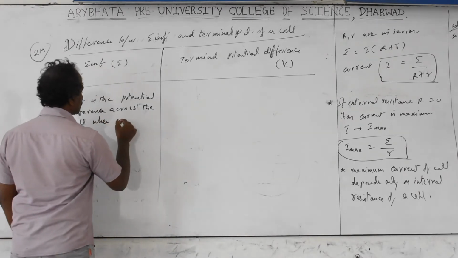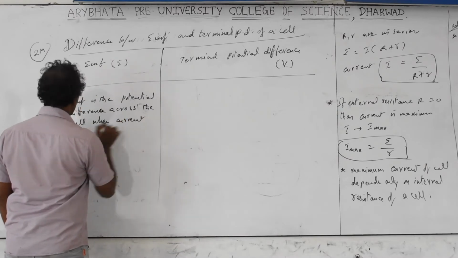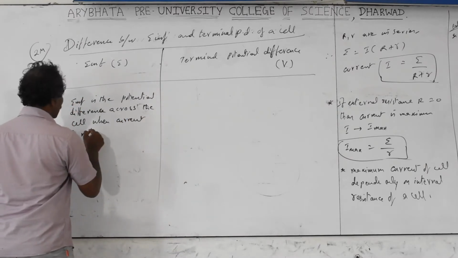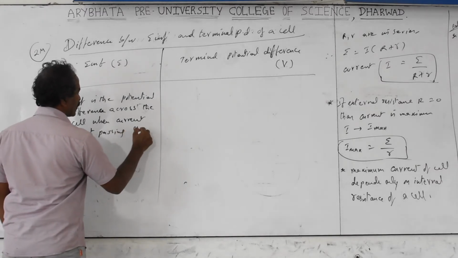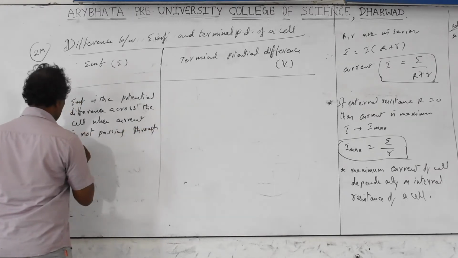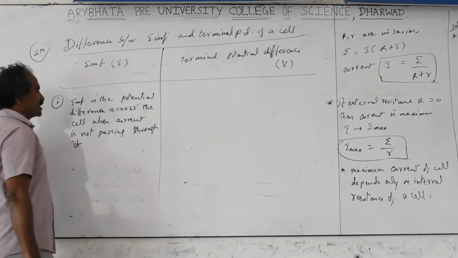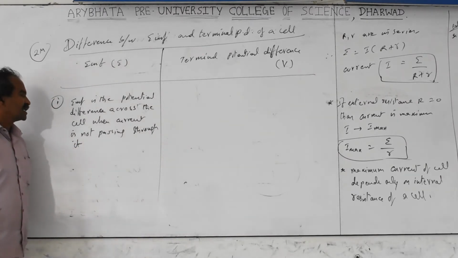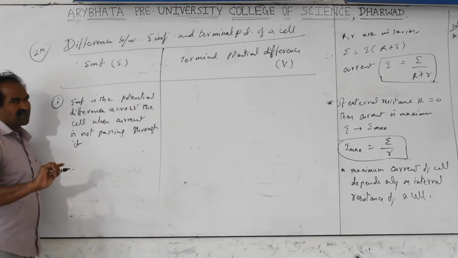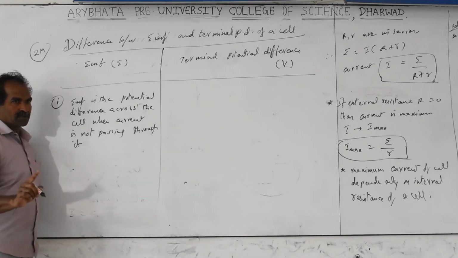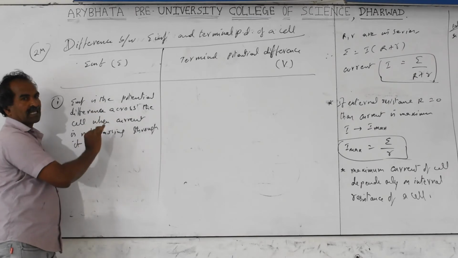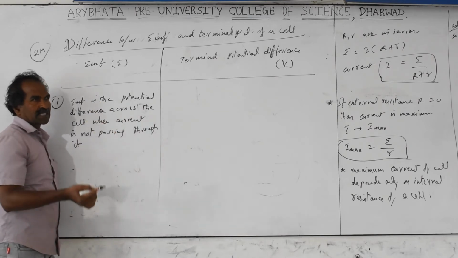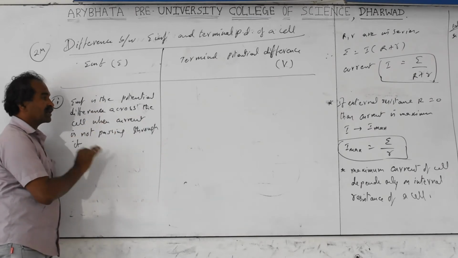when current is not passing through it. EMF is the potential difference across the cell or across the terminals of the cell when current is not passing through. You can simply say EMF is the voltage of the cell or the potential difference of the cell. When current is not passing is the important point.